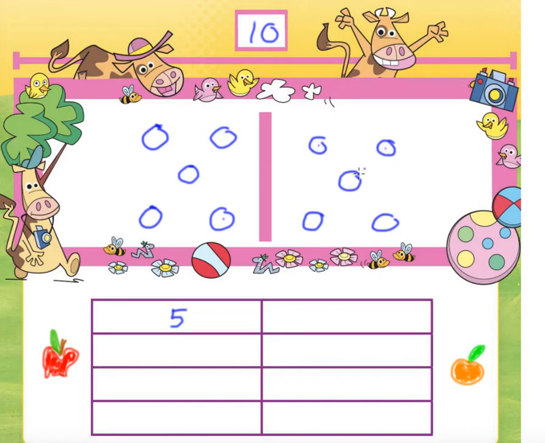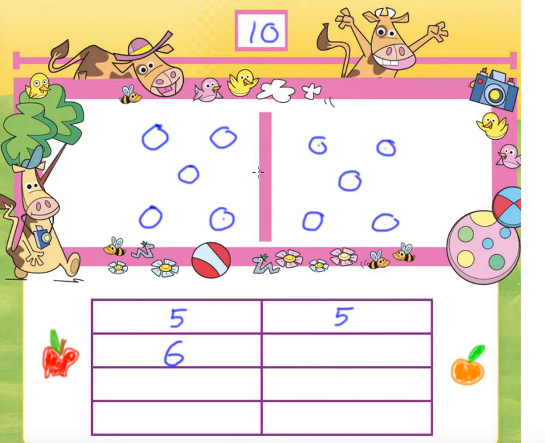I drew 1, 2, 3, 4, and 5. So if I'm allowed 10 pieces of fruit, I can have 5 apples and 5 oranges. But what if I want some more apples and oranges though? Well, if we add 1 extra over here, let's say we have 6. Let's say we have 6 apples. How many oranges would I be allowed to have?